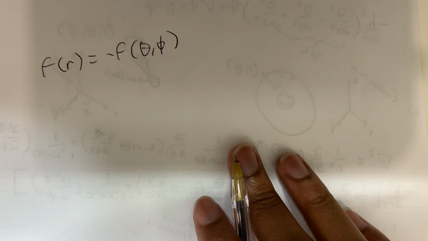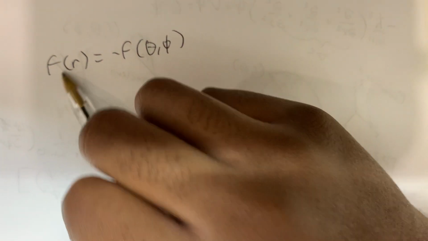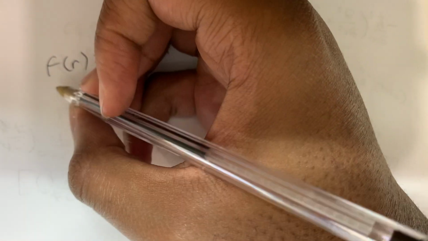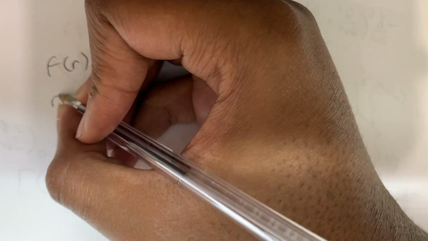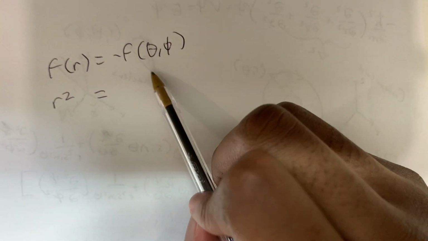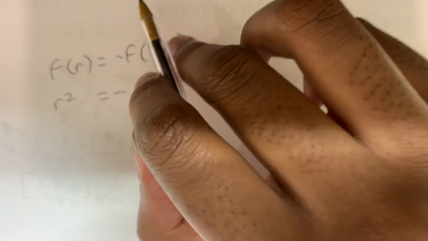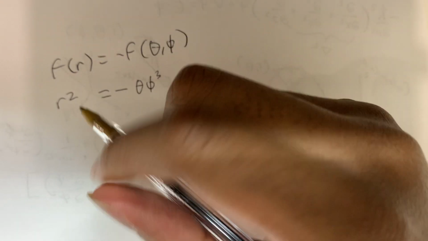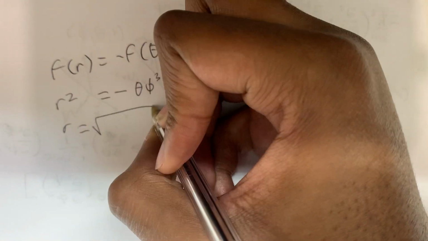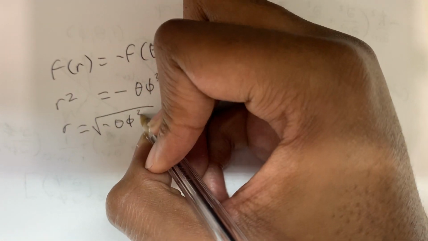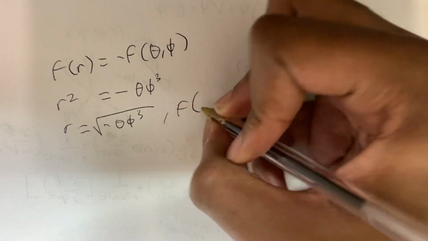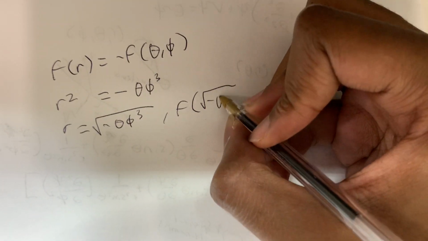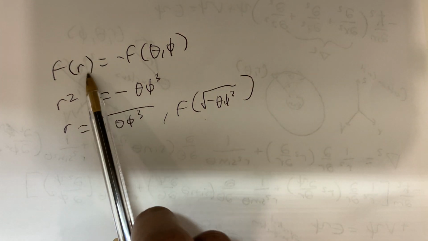How is that possible? Say, this is not what f of r is. I'm just giving you guys an example. I'm trying to make this concept make sense to you guys. So f of r, say it's like r squared. Then f of theta and phi, say f of theta and phi is like, I don't know, phi times theta cubed. This means that r, then, is the square root of minus theta phi cubed. This implies that f is a function of the square root of minus theta phi cubed. But remember, f is purely a function of r.